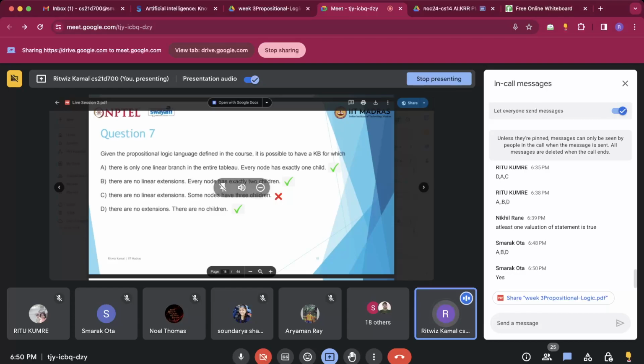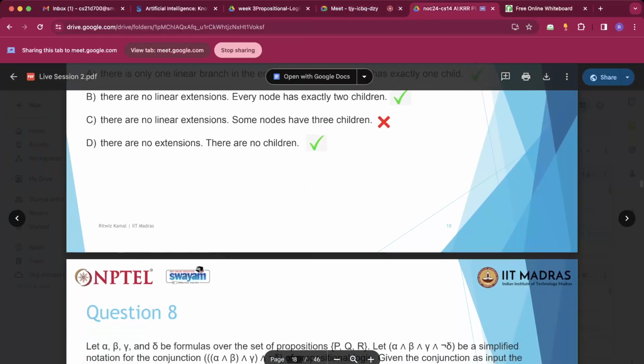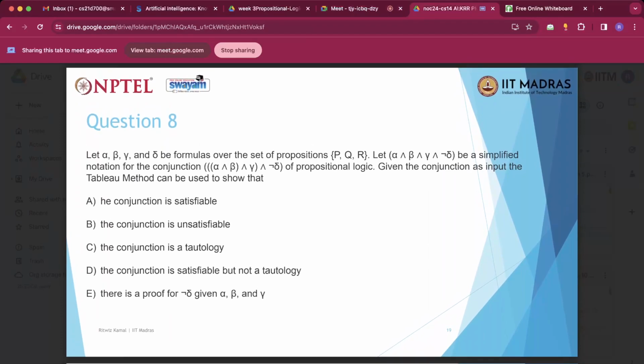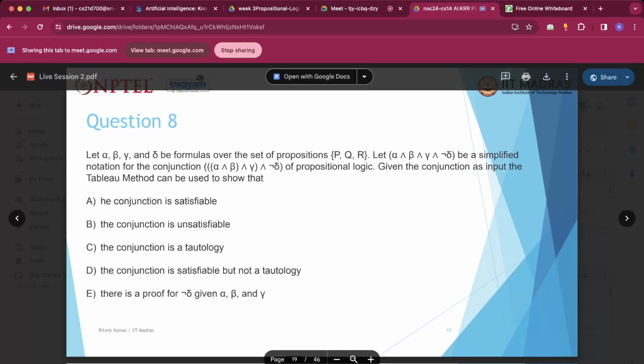Okay, that's great then. Let's move on to the eighth question. So this looks like a bit of a long question, but it's actually very simple. Let me just read it out for you.